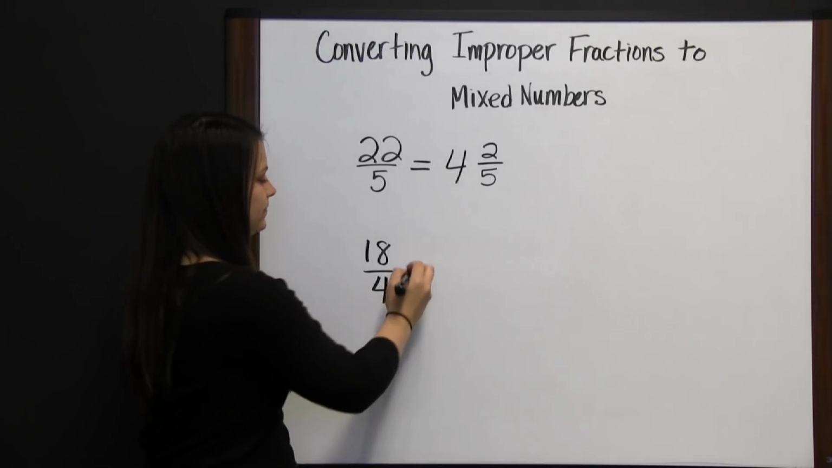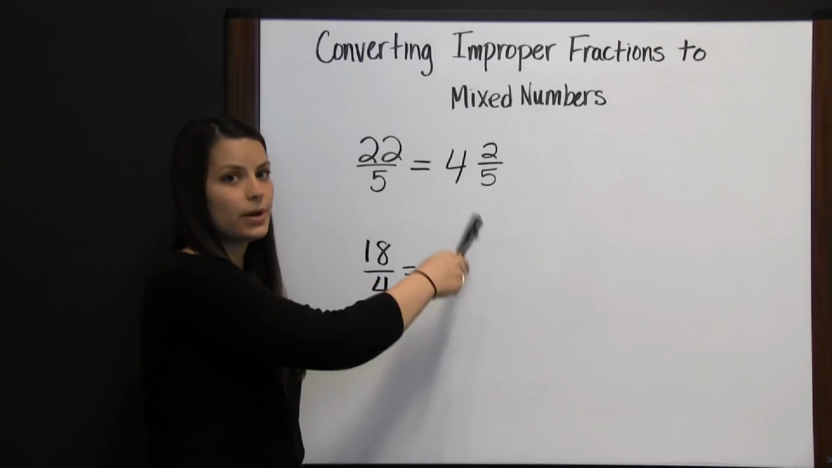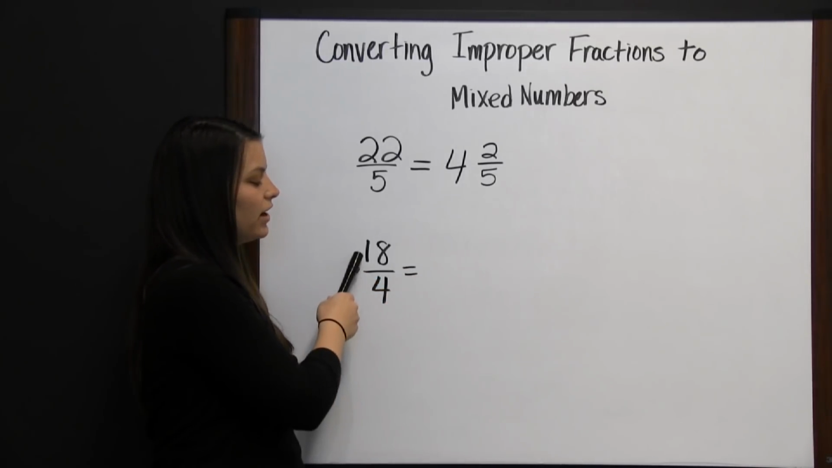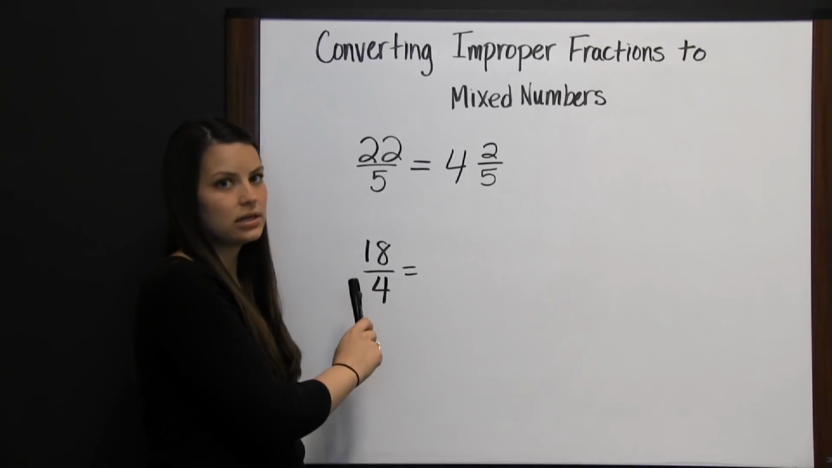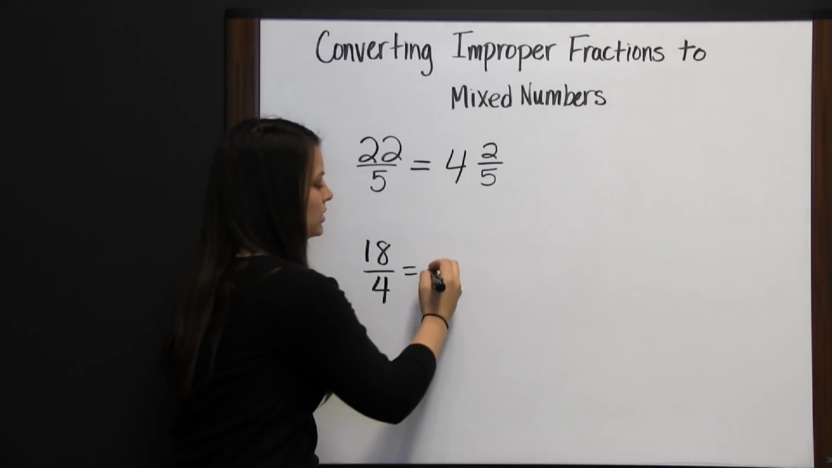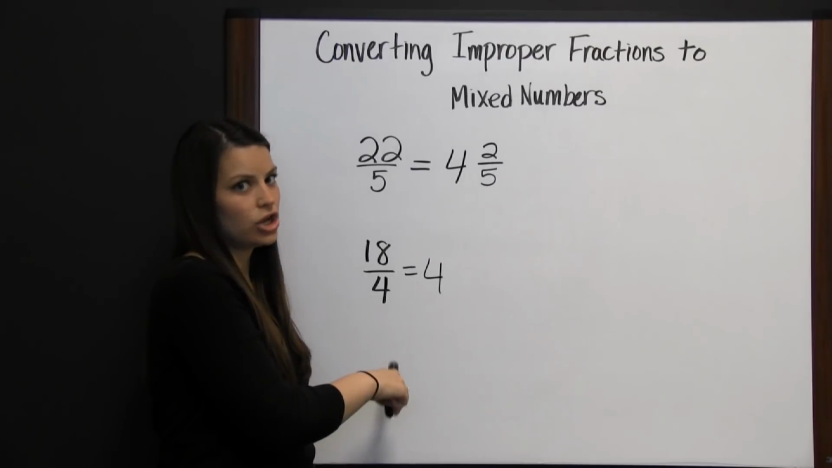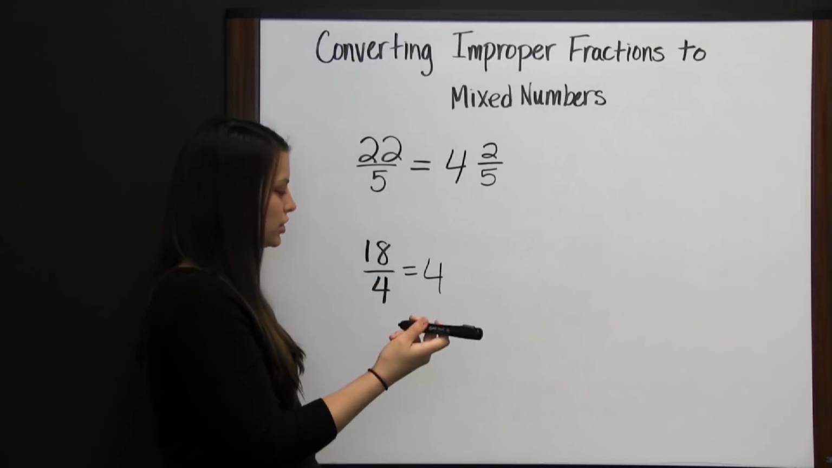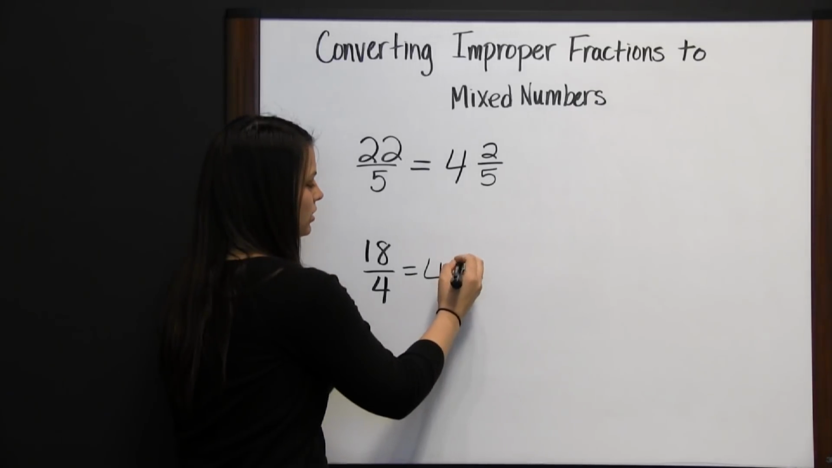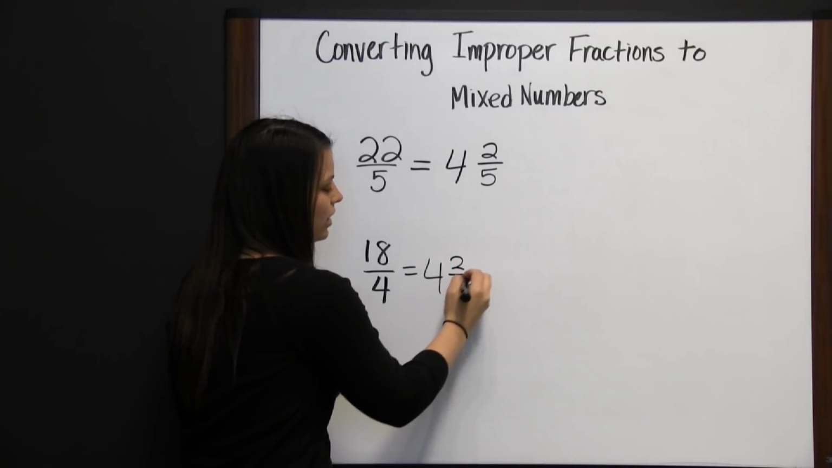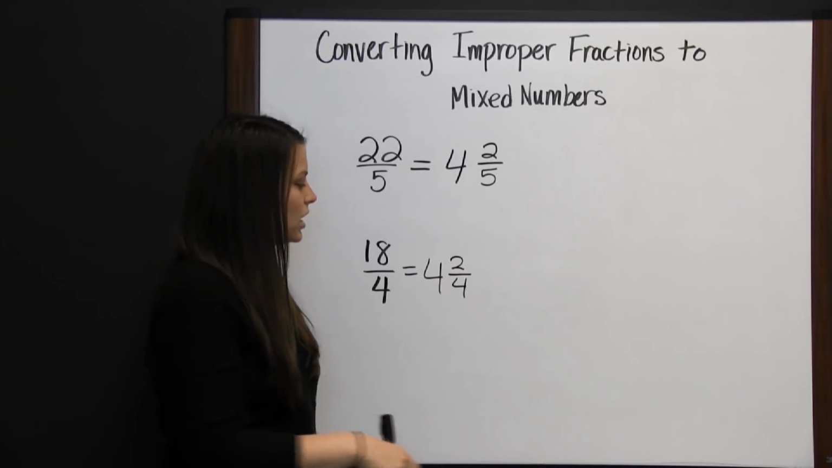Let's look at one more. Again, to change an improper fraction to a mixed number, we're going to start by dividing our numerator by our denominator. 18 divided by 4 is 4. 4 times 4 is 16, so we have a remainder of 2. 4 goes into 18 4 times with a remainder of 2 out of 4, since our denominator stays the same.